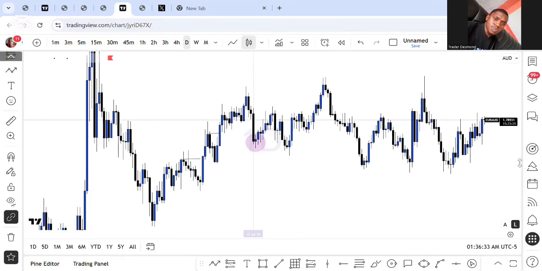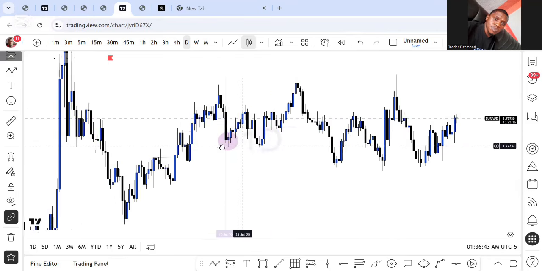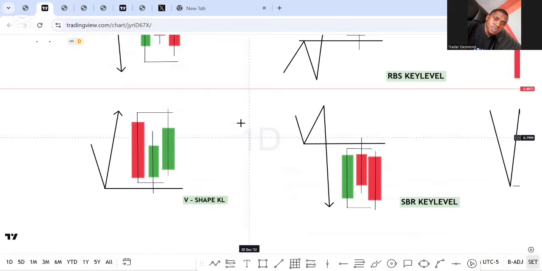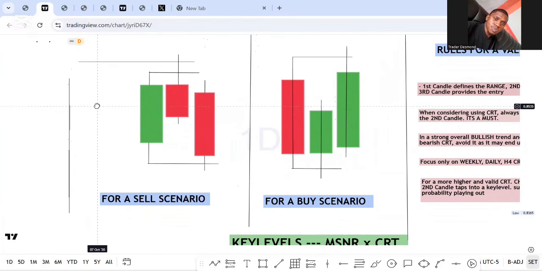Now, don't forget, we also combine CRT using what we call key levels, right? So I said in our previous classes that before you take a trade, you want to focus on seeing your CRT forming around a key level, in the sense that the second candle will touch a key level. And don't forget, the first candle in a CRT creates the range. The first candle creates the range high and range low.